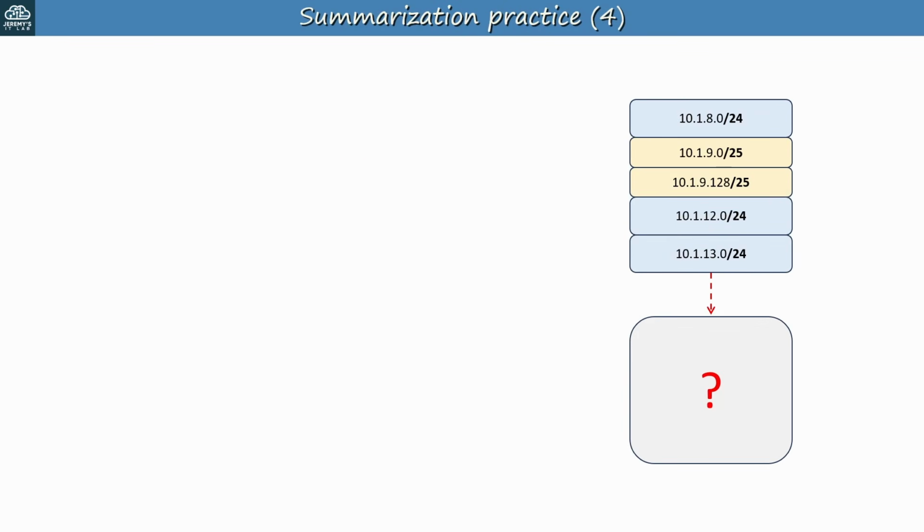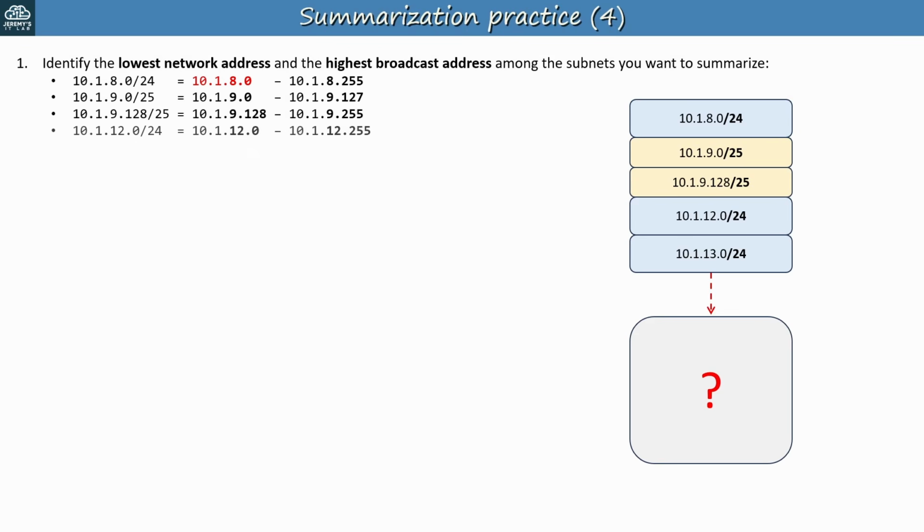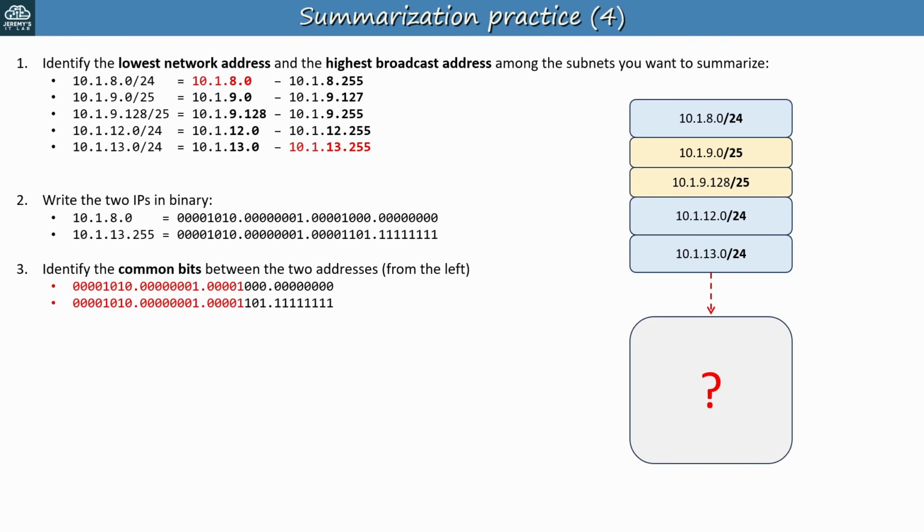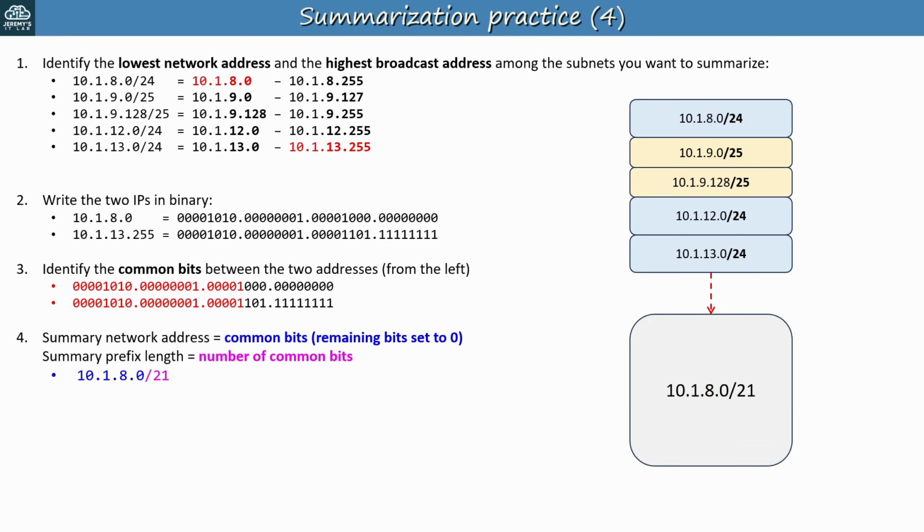And let's do one final example, summarizing these 5 subnets. Pause the video if you want to do it yourself, but let's walk through it now. Here is the range of each subnet. 10.1.8.0 is the lowest address, and 13.255 is the highest. So write those 2 addresses in binary, and then identify the common bits. This time it's the first 21 bits. So our summary route this time is 10.1.8.0/21. It covers 10.1.8.0 through 15.255. But it's, once again, an imperfect summary.